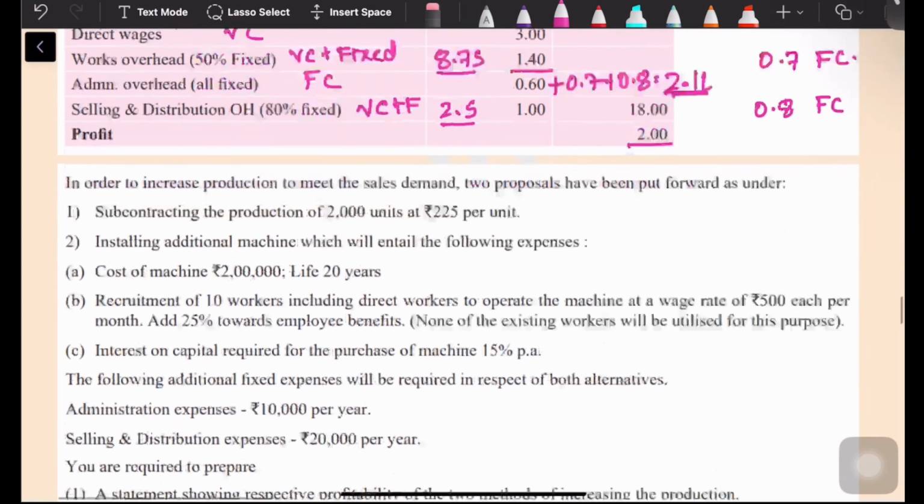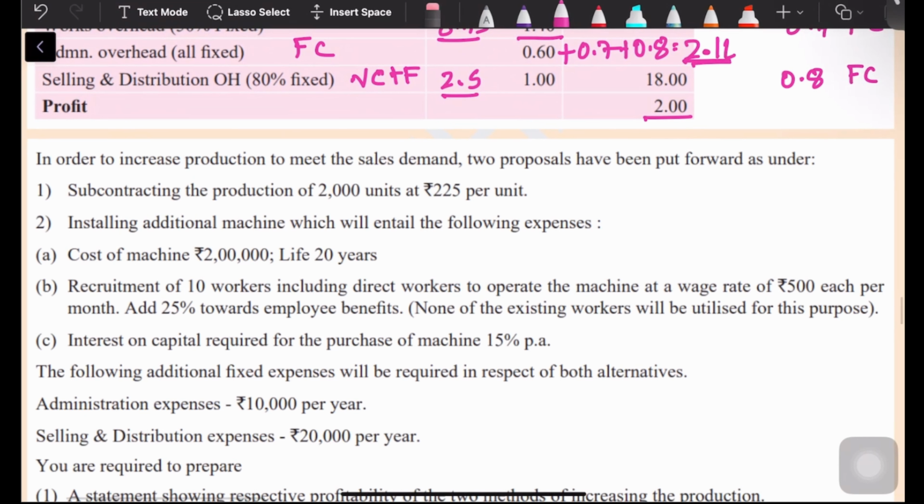Now, next we will read. In order to increase production to meet sales demand, two proposals have been put forward. What are these? First is subcontracting the production of 2000 units. Second, installing an additional machine which will entail the following expenses. Cost of machine 2 lakh, life 20 years. With this, what additional cost will come? Depreciation per year. So 2 lakh divided by 20 years, you will get 10,000 per year.